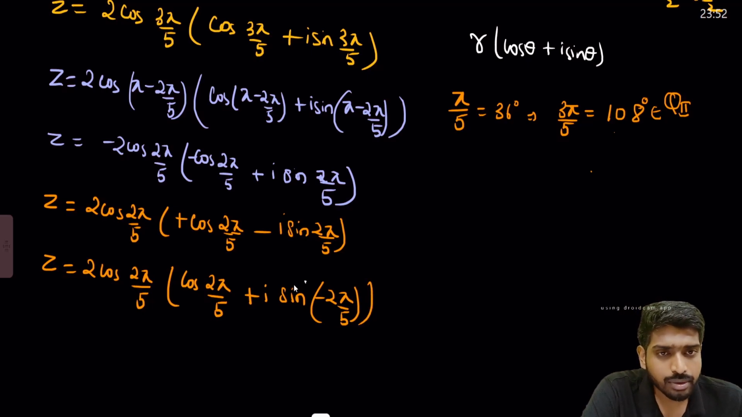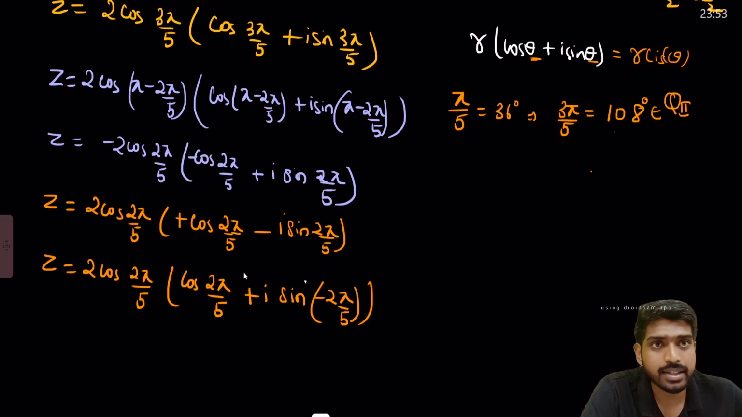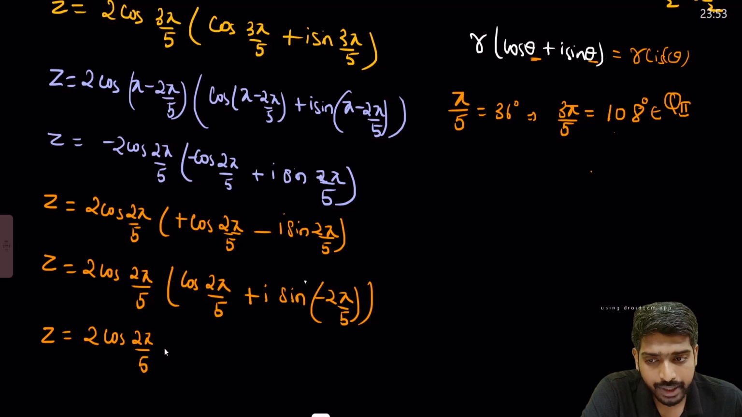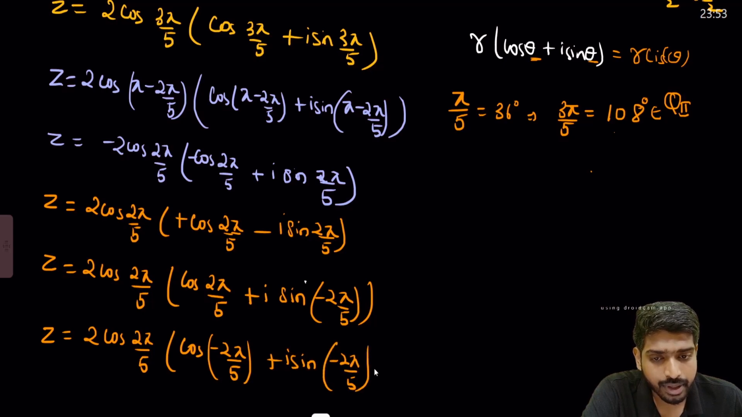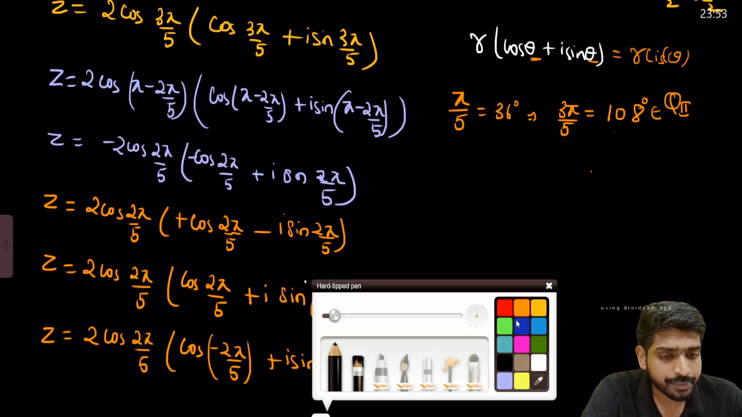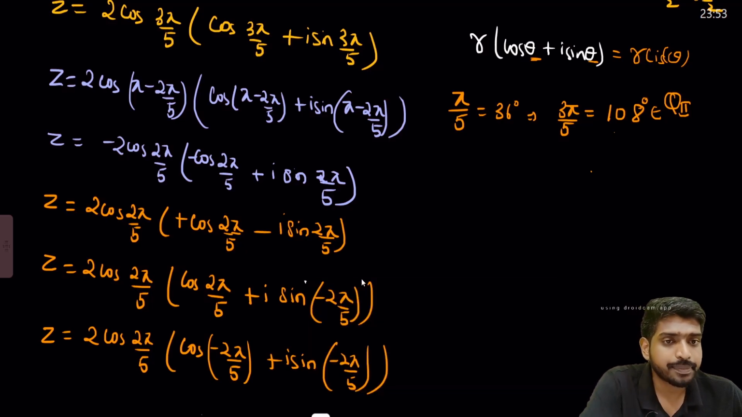Any doubt in this? Now if we see this r cis theta form, here sin theta and cos theta should have the same angle. We know that cos theta we can write as cos minus theta, since cos minus theta and cos theta are the same. Here we'll write z is equal to 2 cos 2 pi by 5, and here I'll get cos minus 2 pi by 5 plus iota sin minus 2 pi by 5, got it? Now it is completed. So it is completely converted into r cis theta form.